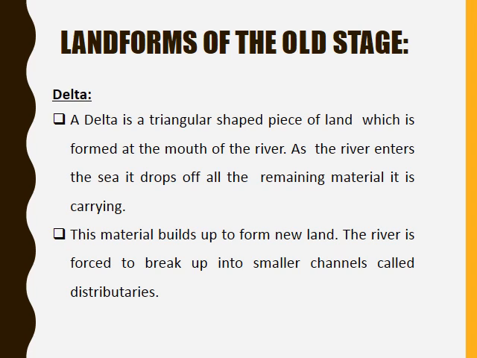Delta. A delta is a triangular shaped piece of land which is formed at the mouth of the river. As the river enters the sea, it drops off all the remaining material it is carrying. This material builds up to form new land. The river is forced to break up into smaller channels called distributaries.